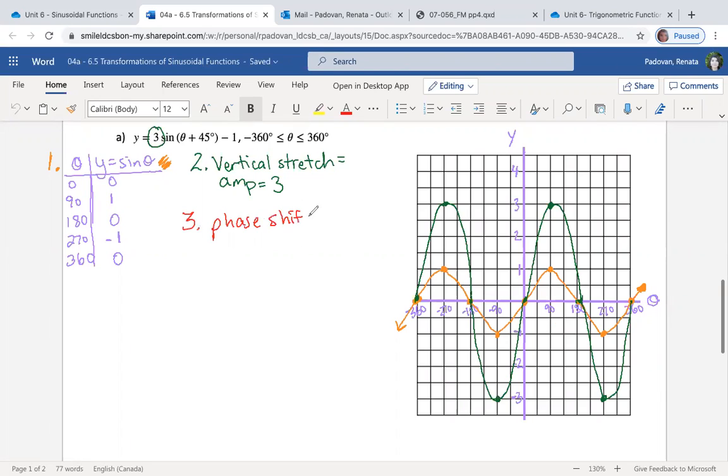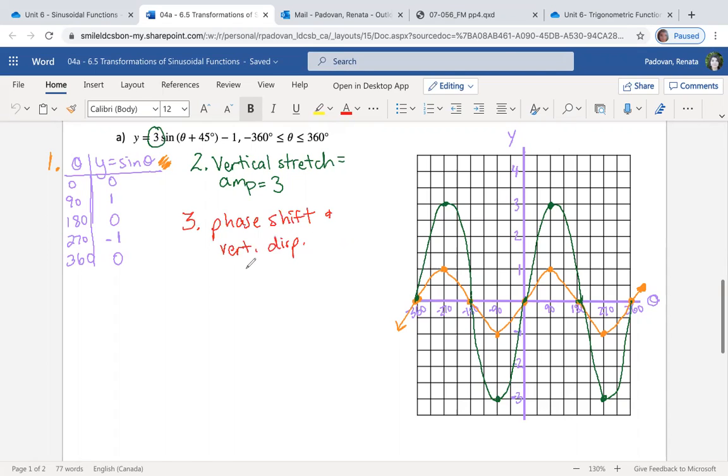A phase shift and a vertical displacement. Again, I usually do those two shifts together. You can do them separately if you want, as long as your final graph looks like the graph I have in red. Okay, if you want to do your horizontal shifting first.